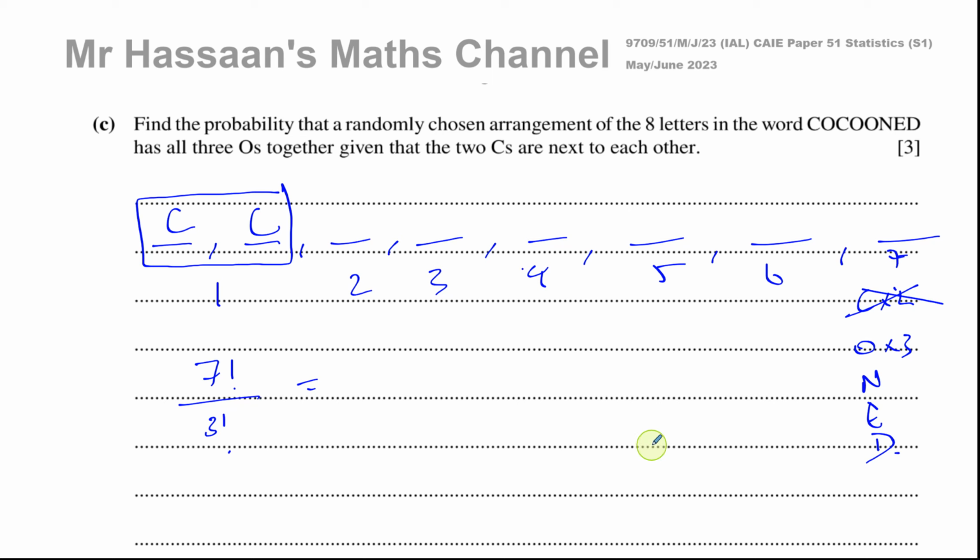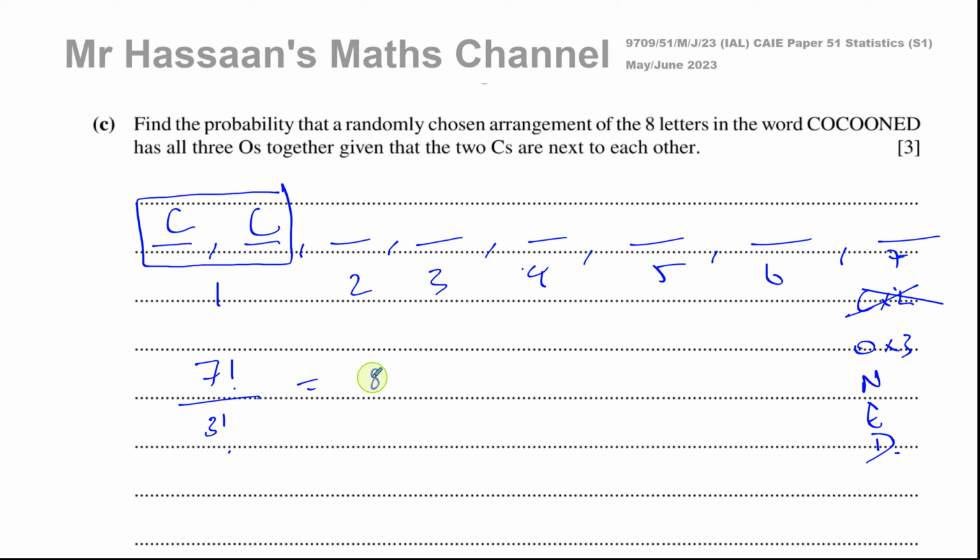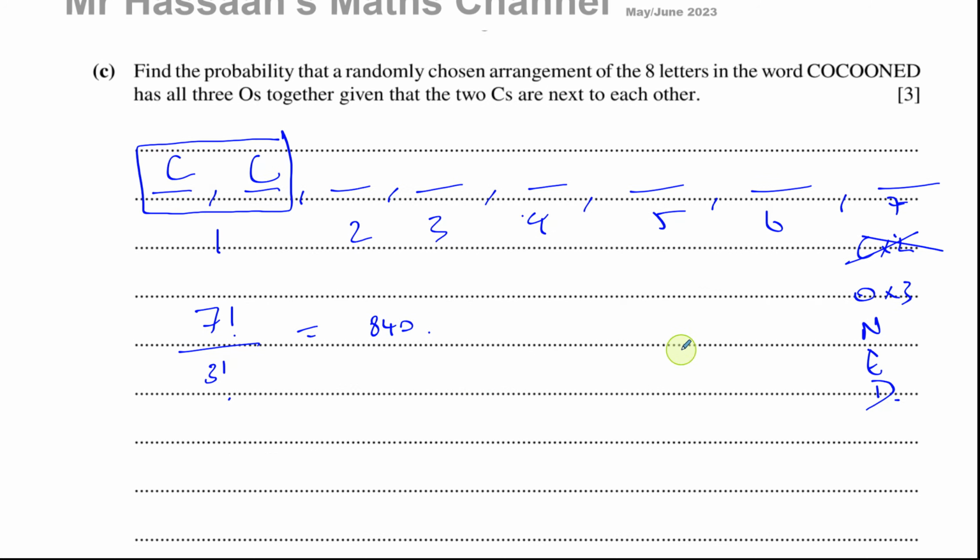That's our sample space. Okay, so we can say 7 factorial divided by 3 factorial. That gives us 840 ways. So that's our denominator. And then we've got to think about all 3 O's being together and the 2 C's being together as well. Okay, that's like the intersection between these two.